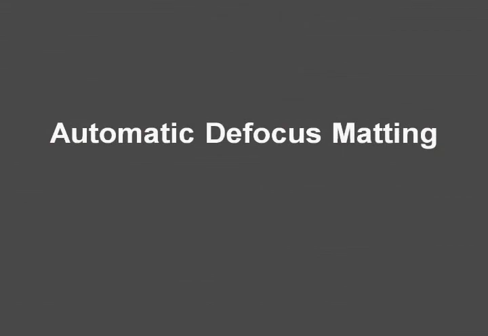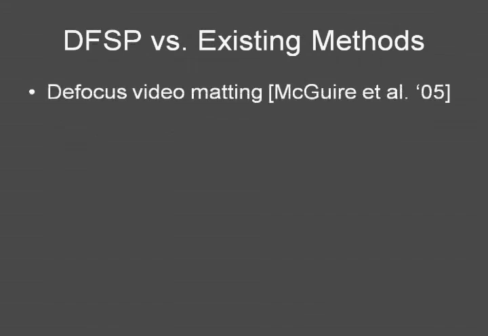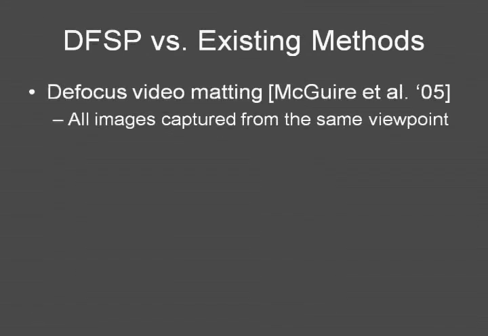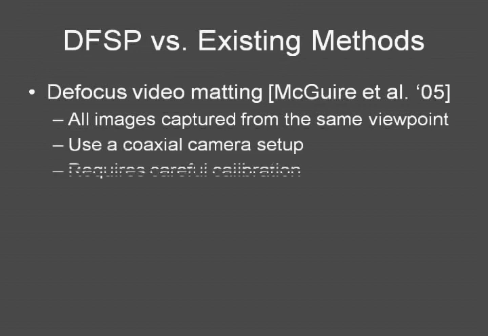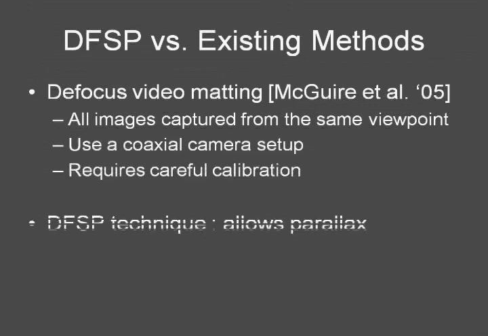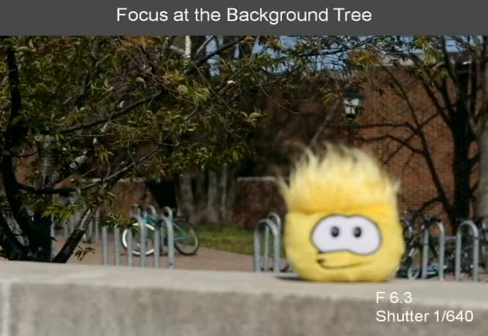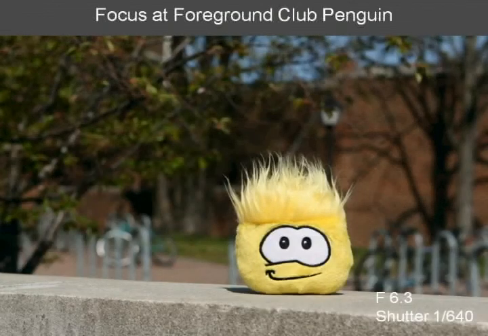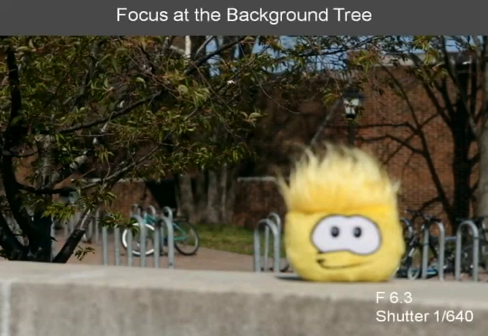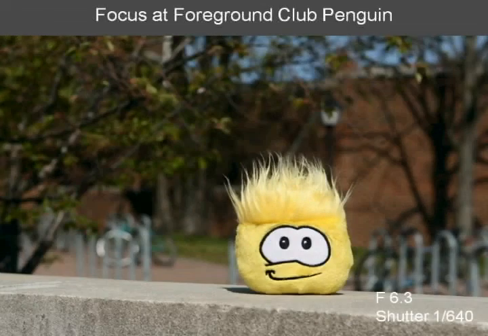Next, we demonstrate using DFSP for automatic defocus matting. Existing defocus matting algorithms assume all images are captured from the same viewpoint. DFSP allows more flexible settings by accounting for parallax. Here we show a DFSP pair with the first image focusing at the foreground penguin and the second at the background tree. Notice the parallax between the images.